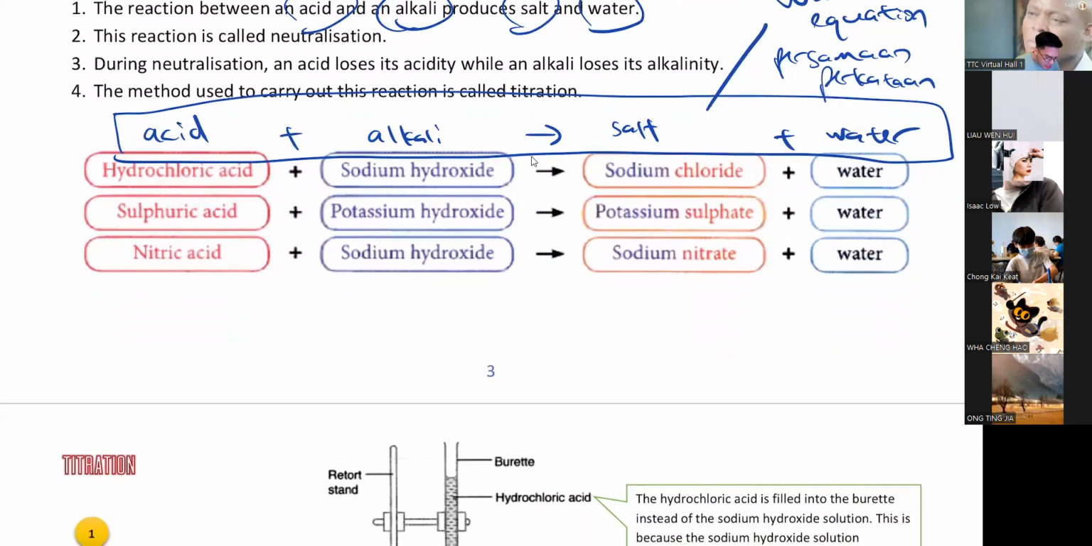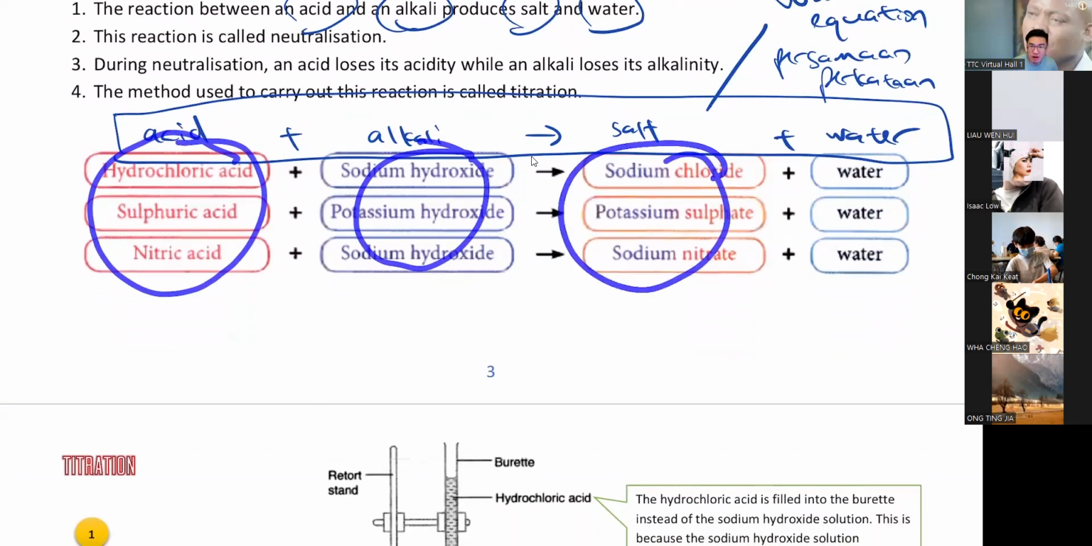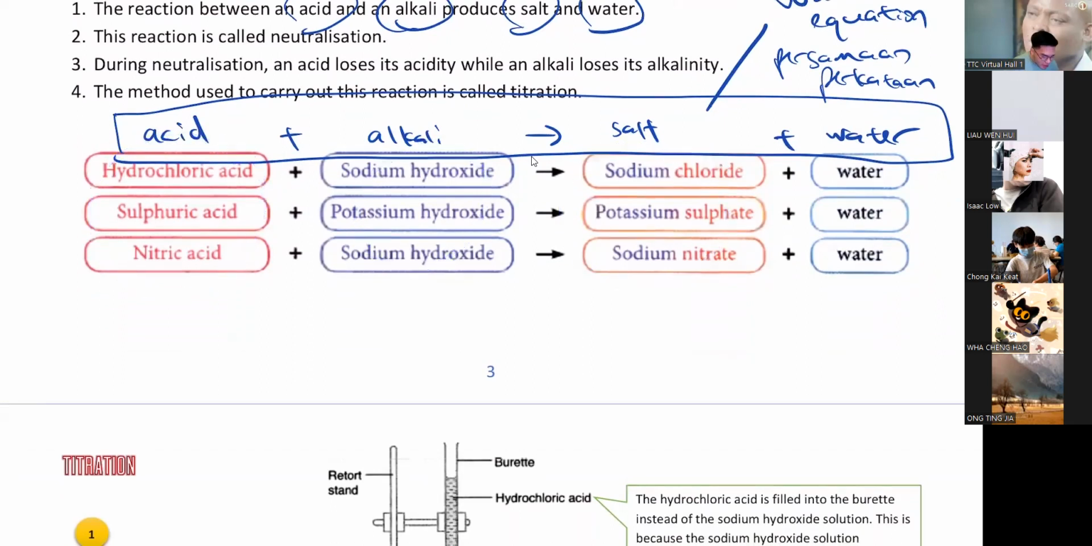You might say, sir, why are there so many types of acid? Why are there so many types of alkali? Why are there different salts? Whenever you see the word acid, you might ask, what is hydrochloric acid? What is sulfuric acid? What is nitric acid? These acids, you find them in the lab. Ask your teacher to show you. If you do some experiment, you will see these in the lab.